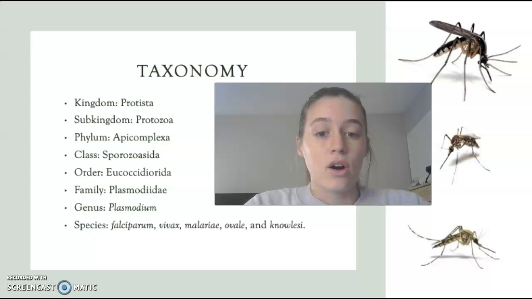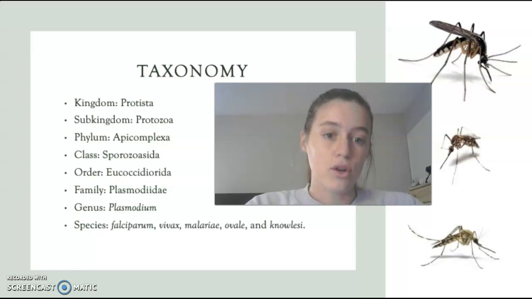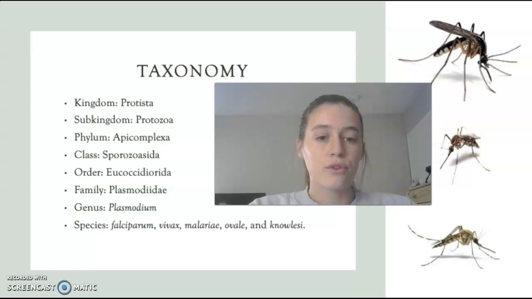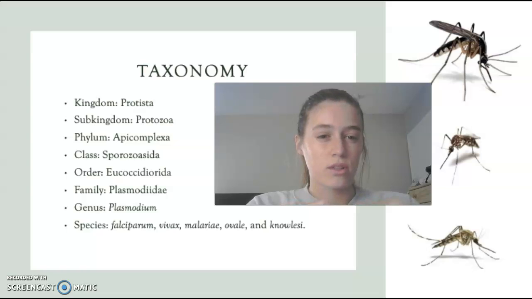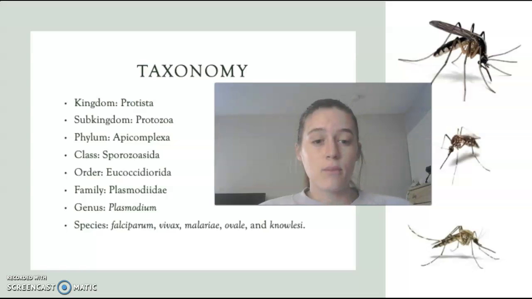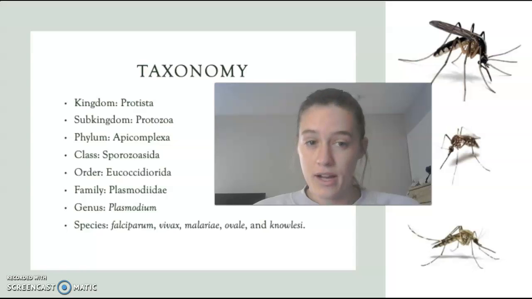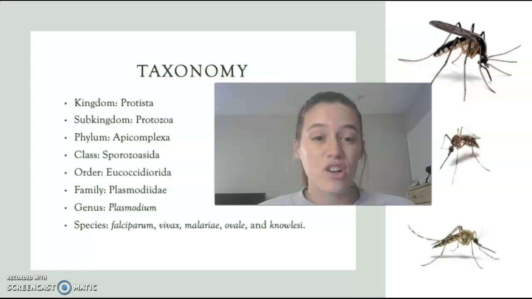But they are falciparum, vivax, malariae, ovale, and knowlesi. So the first 4 are species that typically infect humans. And the last one, knowlesi, according to the World Health Organization, typically infects animals. So P. falciparum is the most life-threatening species of the 5. It's known to cause failures in the liver and the kidneys, convulsions or coma.